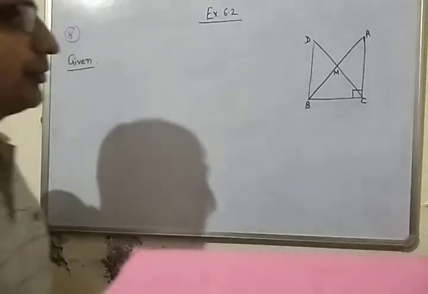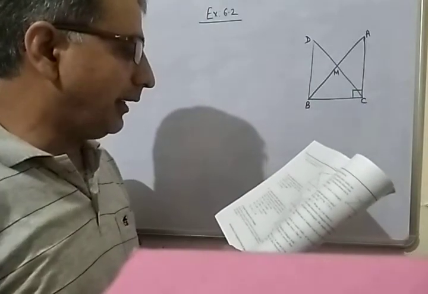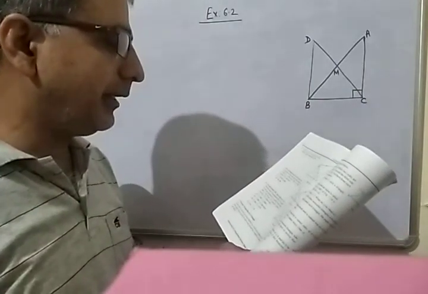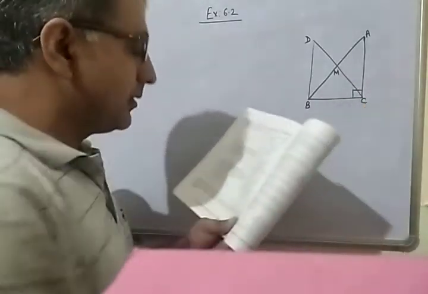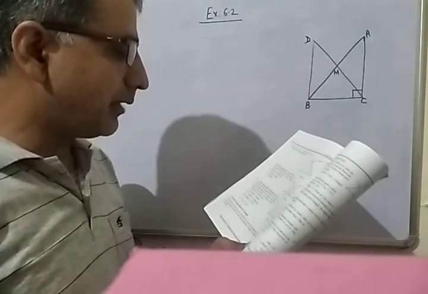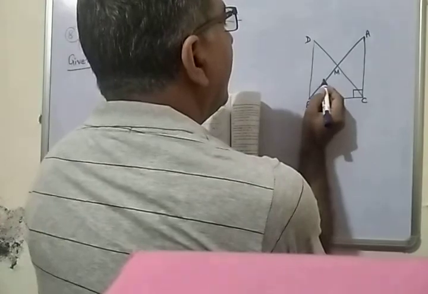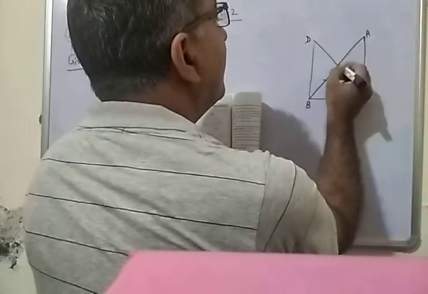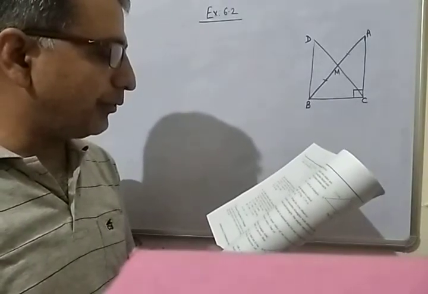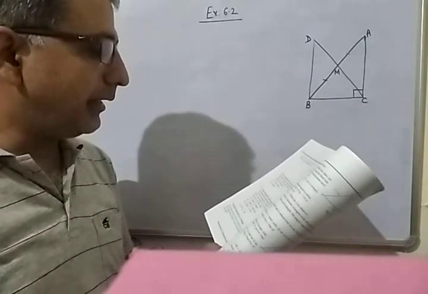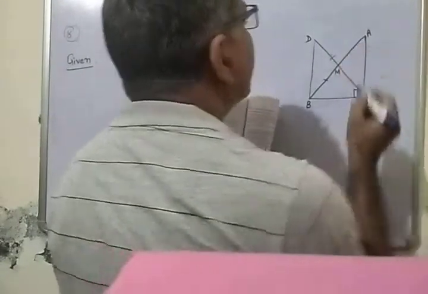Students, see question number 8. This is the figure. Question is, in right angle triangle ABC, right angle at C. Here is the right angle. Angle C is 90 degrees. M is the midpoint of hypotenuse AB. This means AM equals BM. This is the midpoint of the hypotenuse. And C is joined to M and produced to a point D, such that DM equals CM. That is given, DM equals CM.